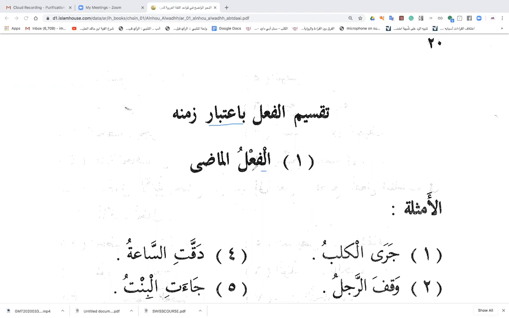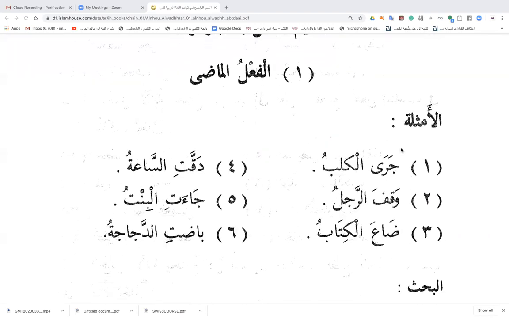And the first tense that they're going to talk about is فعل ماضي. فعل ماضي, of course, is the past tense, right? Very important. تقسيم الفعل باعتبار زمنه. And then the first, الفعل الماضي, the past tense. So the first tense that we're going to talk about are verbs that are found in the past tense called فعل ماضي. الأمثلة, the word أمثلة means examples.